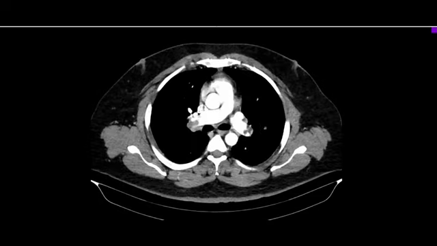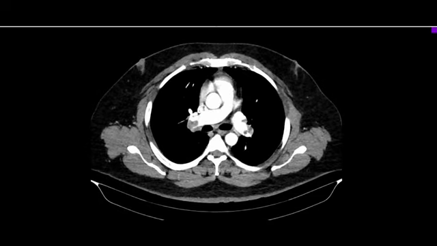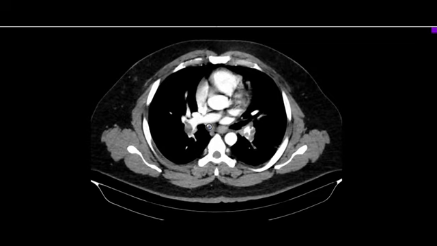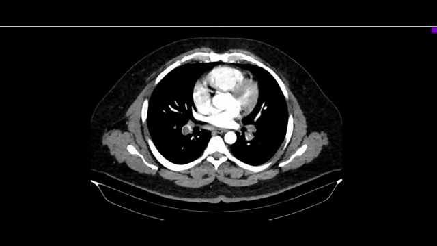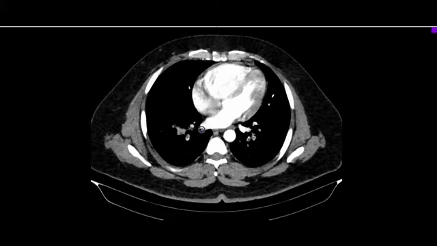Coming to the right side, this is the filling defect which is mostly in the central part, and in the periphery, if you see, it is forming an acute angle with the vessel wall. So this is acute pulmonary thromboembolism, and on the right side also it is extending into the lobar as well as the segmental branches. This is the right lower lobe branch of pulmonary artery, and the thrombus is extending into the segmental branches as well.